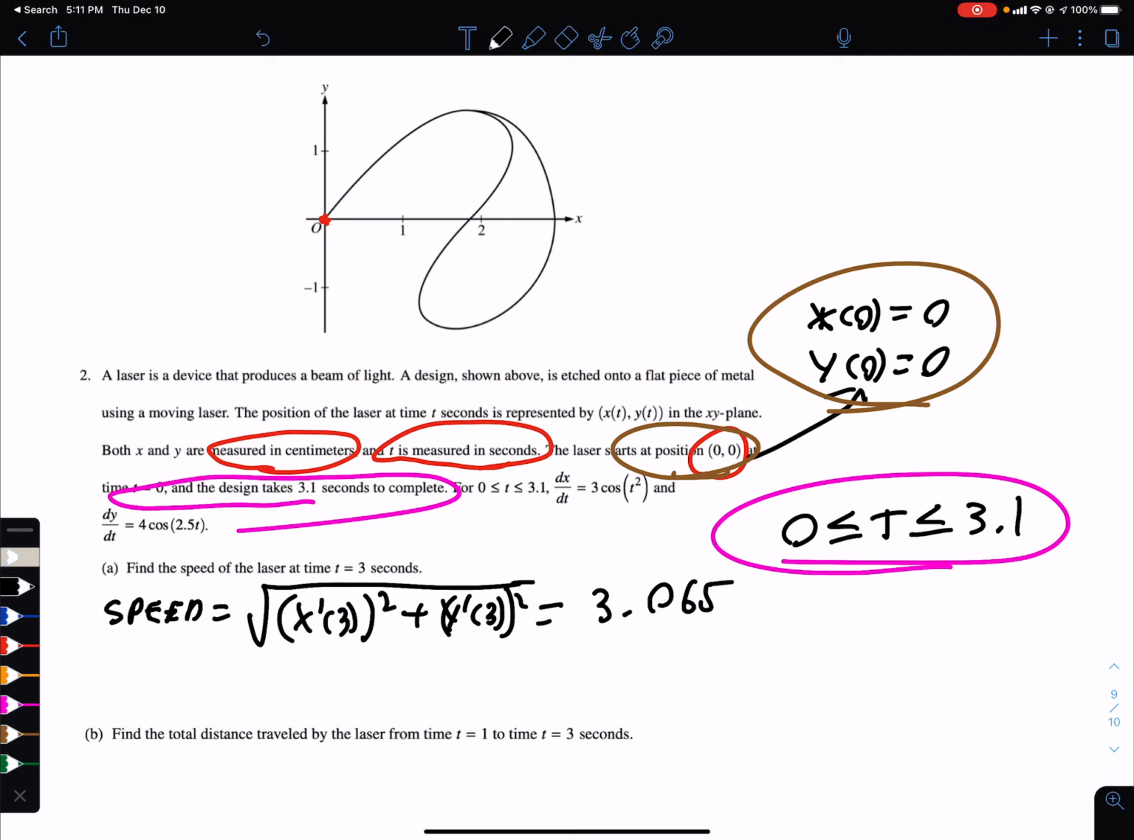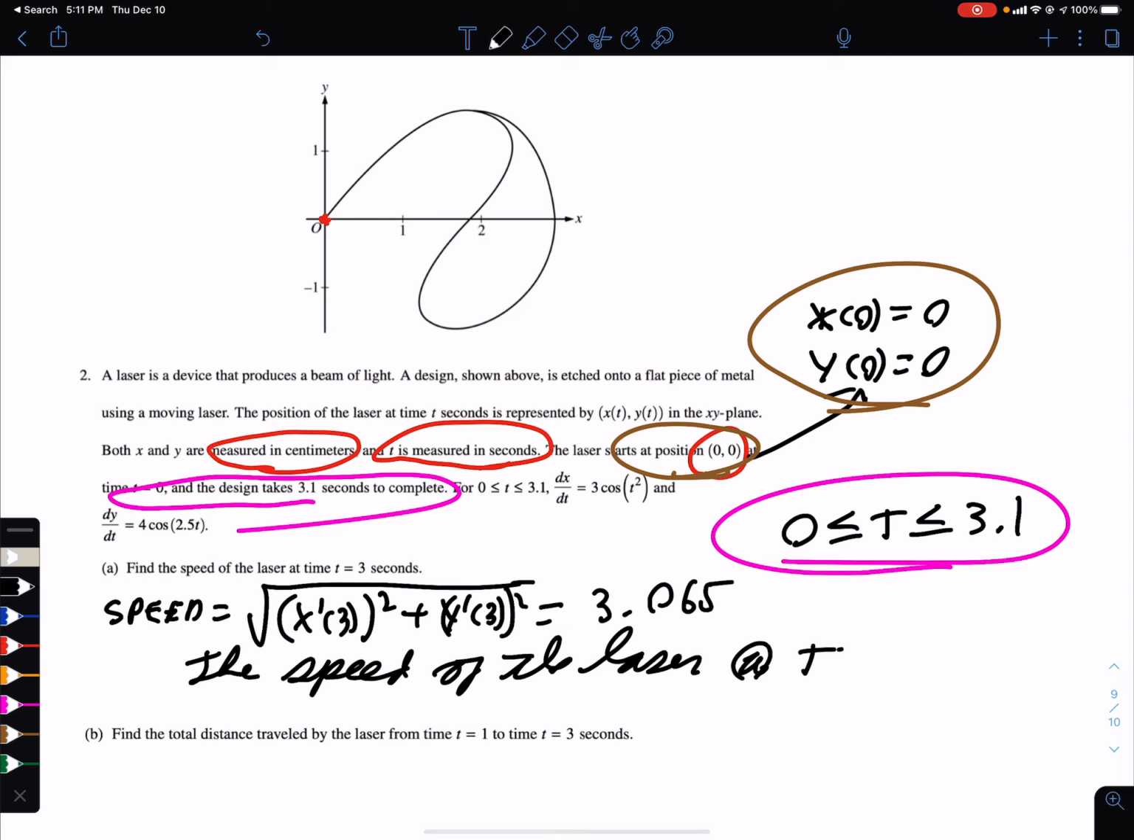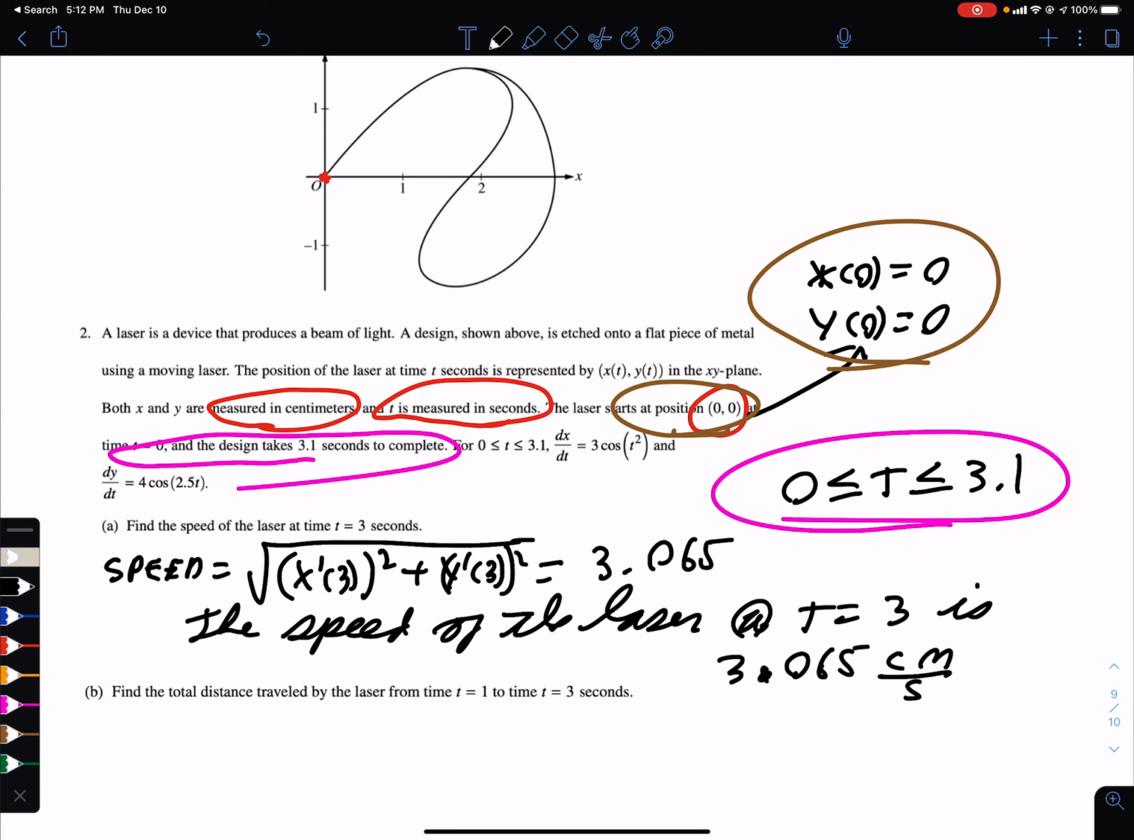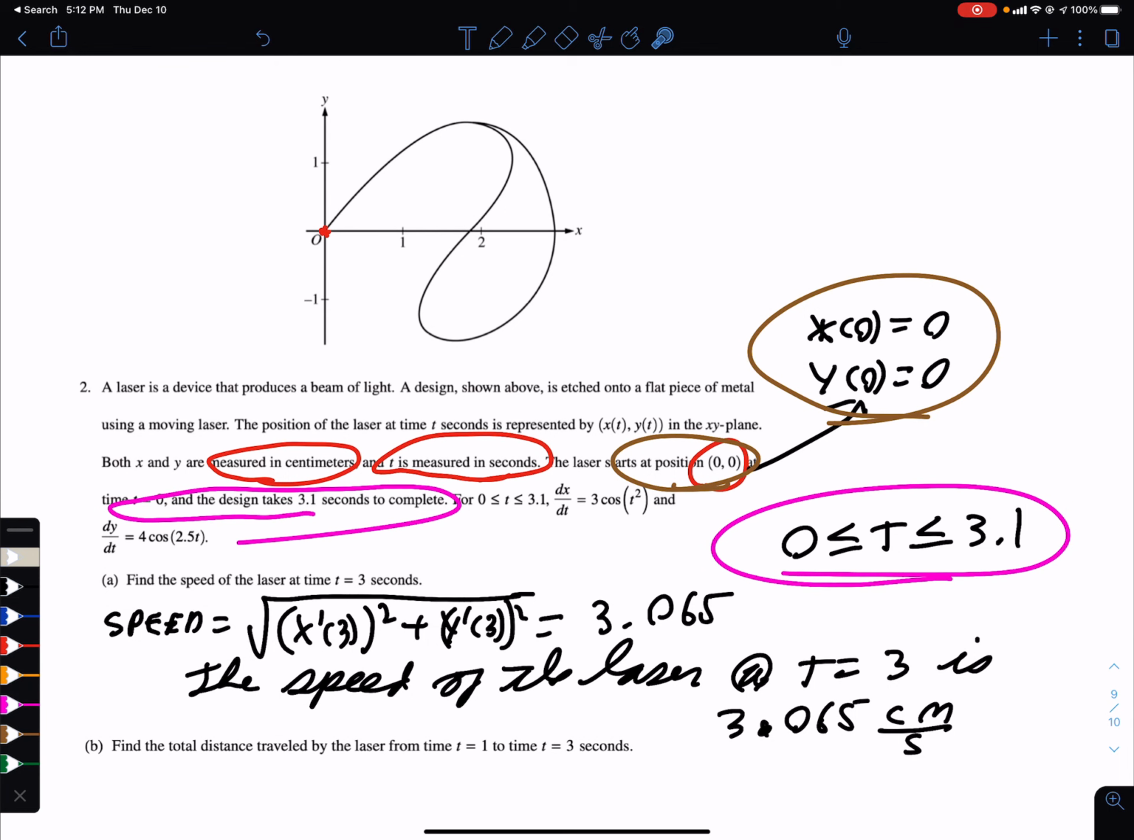And if you want to write it out, you can say the speed of the laser at t equals 3 is 3.065 centimeters per second, because those are the units they gave us. All right, part B, find the total distance traveled. The distance is, I'm assuming it's going this way, it could be going the other way, and all the way back to the beginning. What's the total distance?